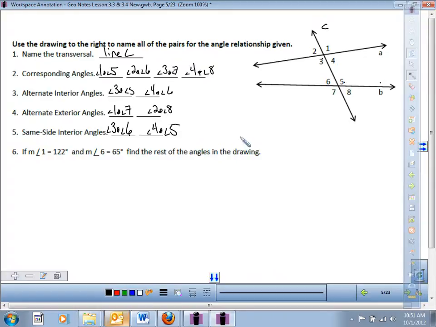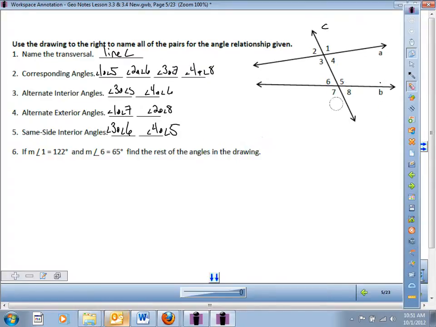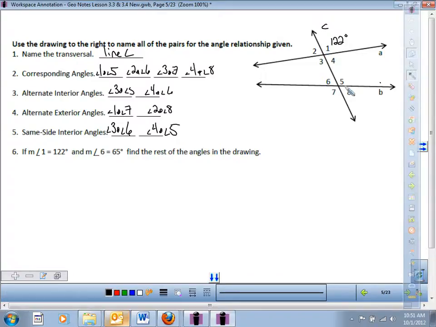Now, if the measure of angle 1, so now I'm giving you some angle measures here, so let's go ahead and write those in the drawing. If the measure of angle 1 is 122 degrees, we are done up here. We don't need any other measures. We can calculate all of these. Now, the thing about this is I can't do anything down here yet because I don't know anything down here. All right, so what we can do is angle 1 is 122.